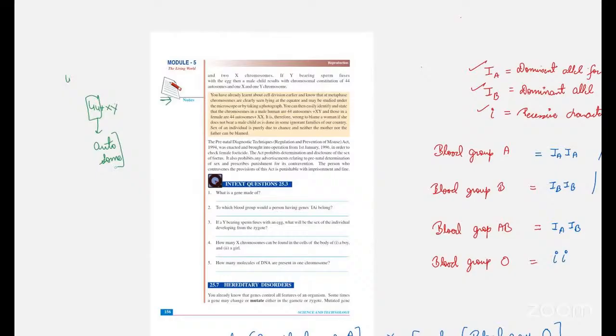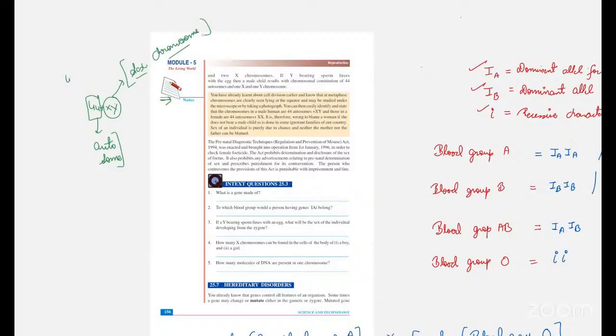Okay. Who is the deciding factor? This XY or XX, which is called the sex chromosome. It is called the sex chromosome, which is responsible for deciding whether it is female or male.